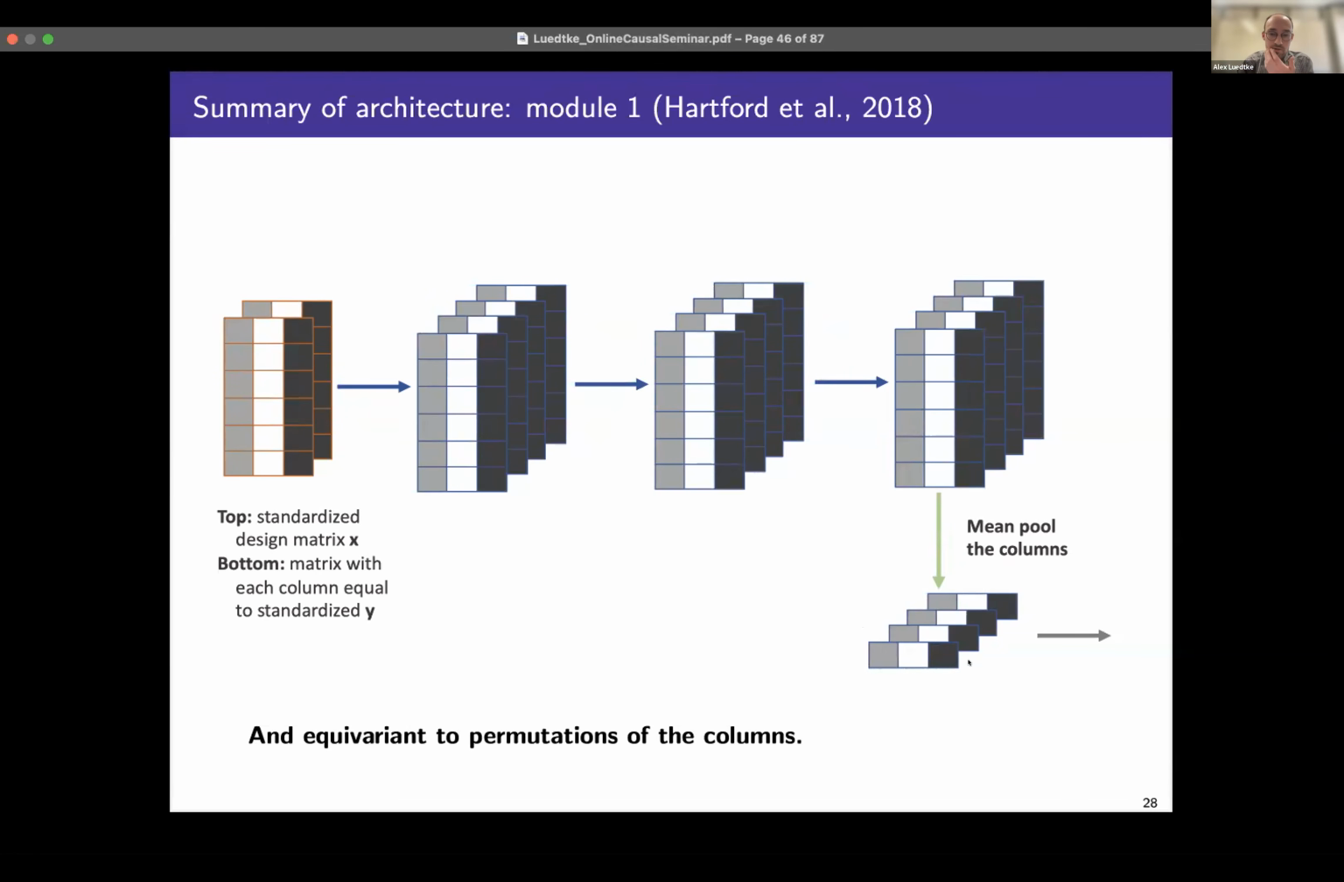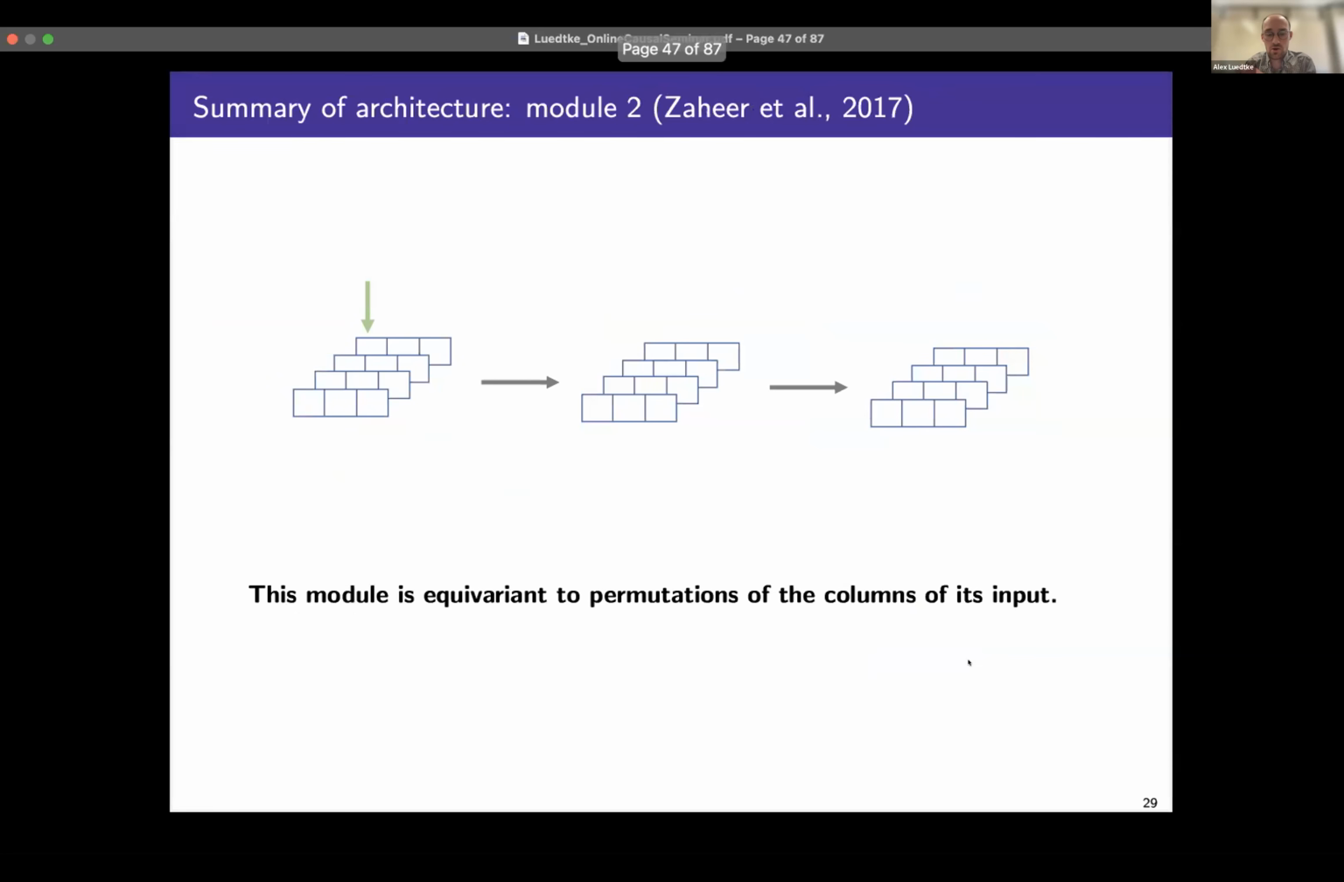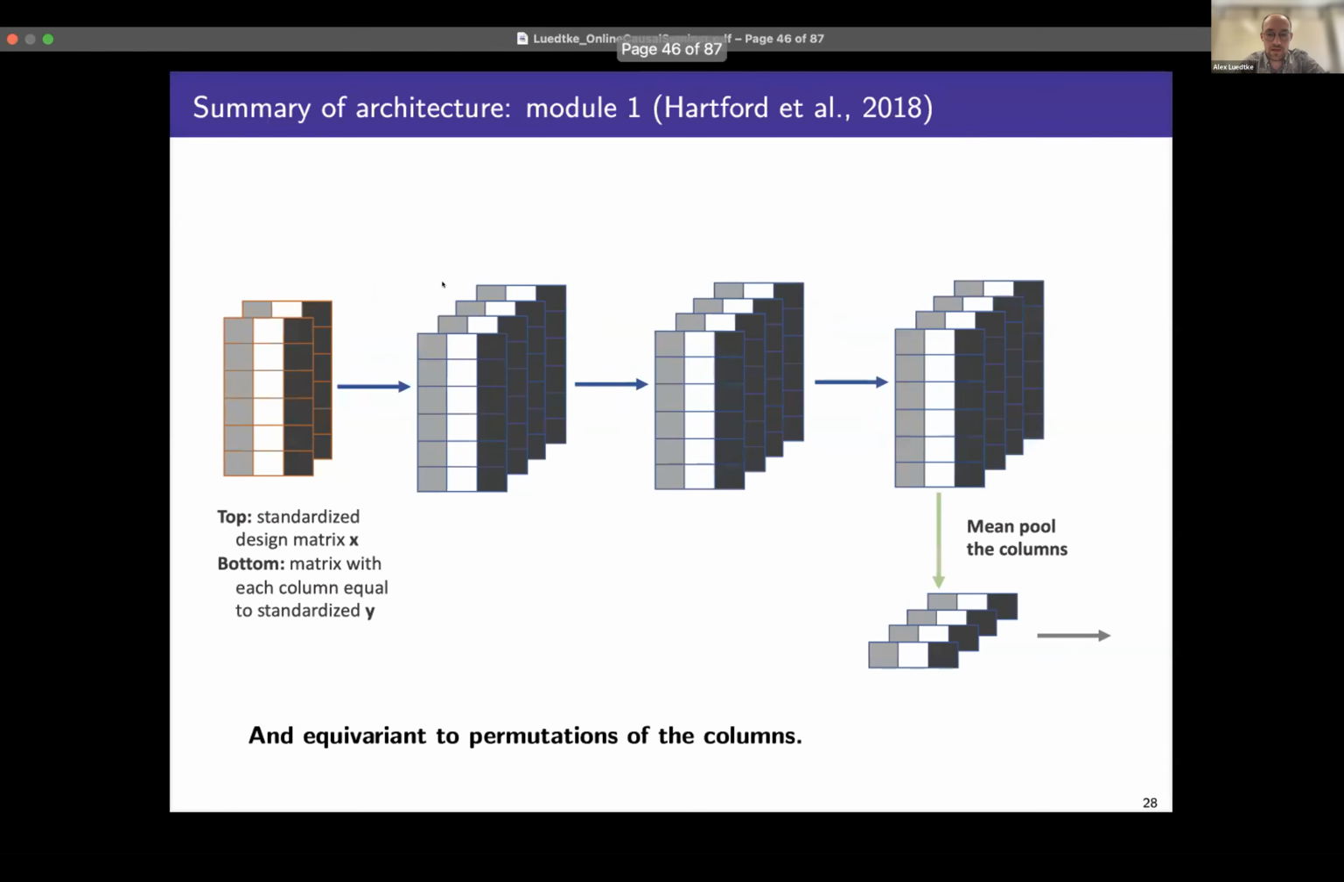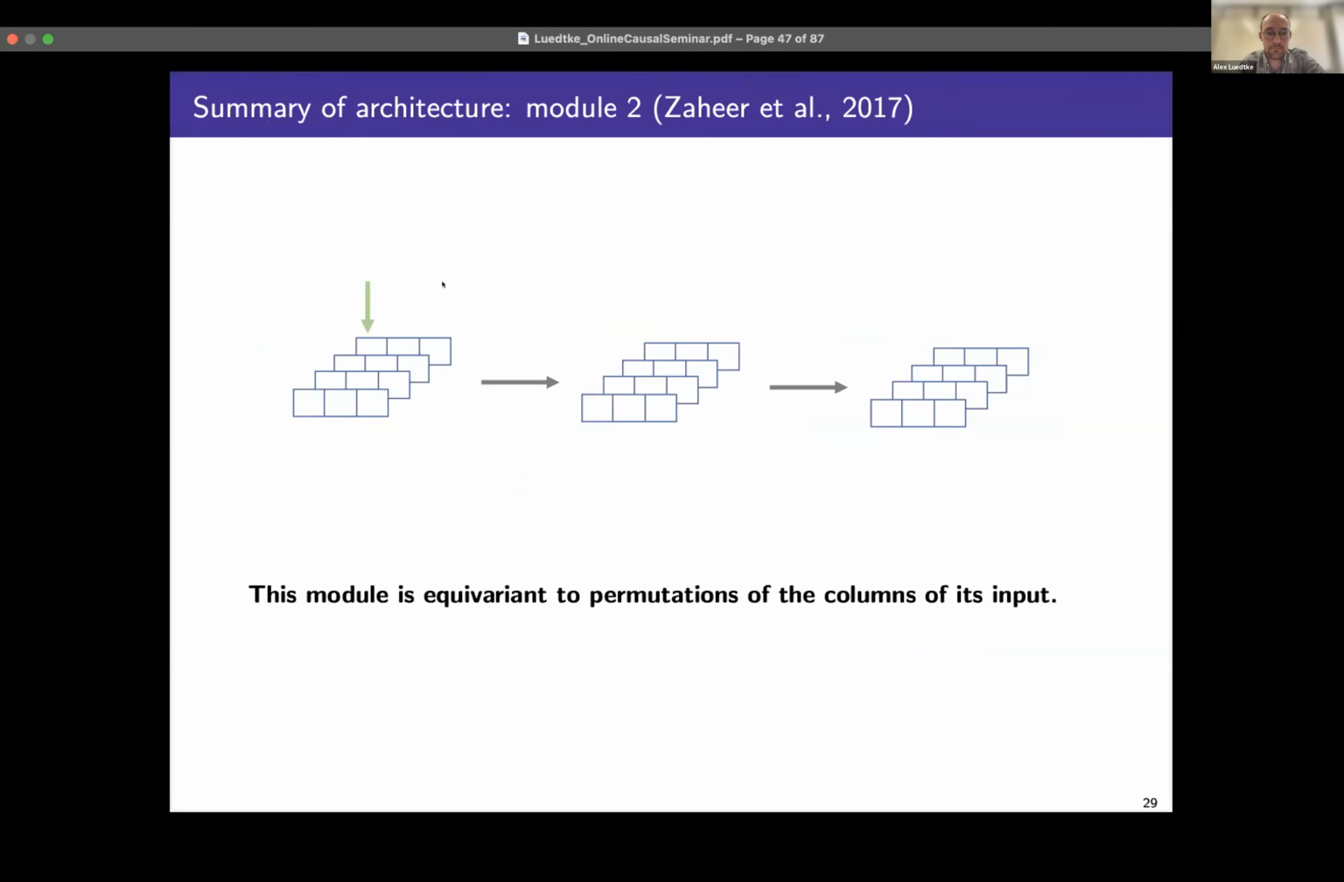So this is the output of module 1. Now I'm going to just talk you quickly through module 2. It's very similar, in fact. In module 2, we're taking as input a collection of row vectors. So 4 of them, the 4 that we got out from the previous module. And this module is also going to be equivariant to permutations of the columns of its input, in the sense that if I take 1 and 3 and I flip them, I just want that to go all the way down from here to here to here.